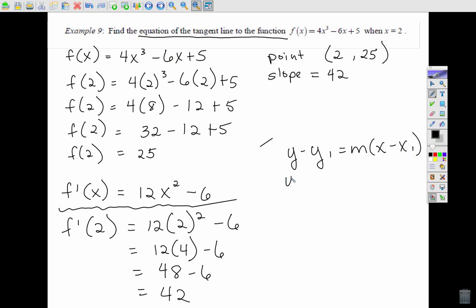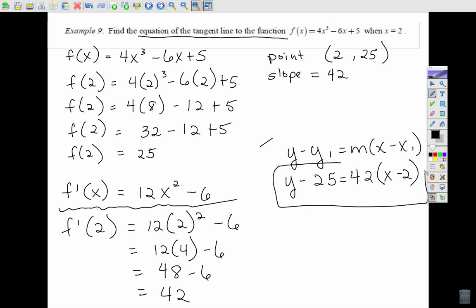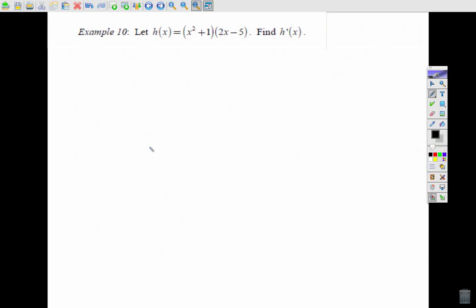How will we write the final answer? We'll write it in the form of y minus y1 equals m times x minus x1. So it's going to look like this: y minus 25 equals 42 times x minus 2. There's our answer. A lot less work than was required about 3 sections ago. Let's look at the next problem.